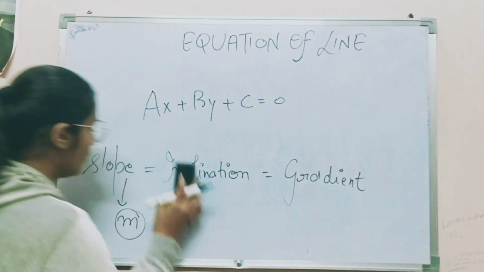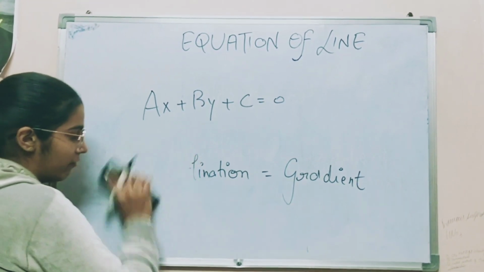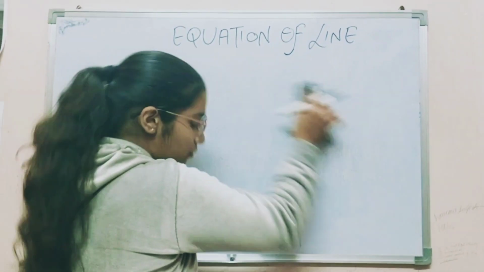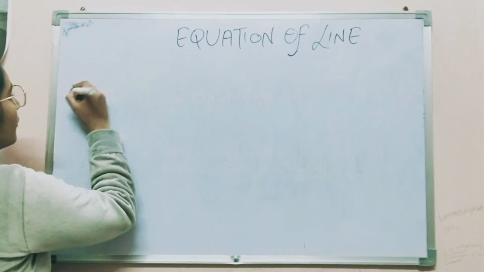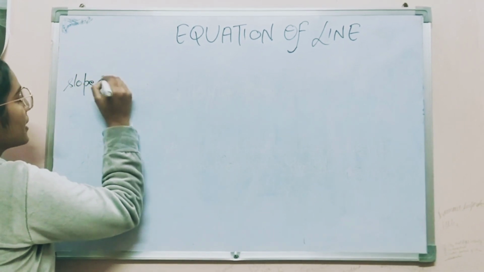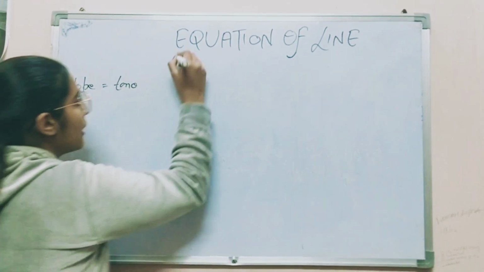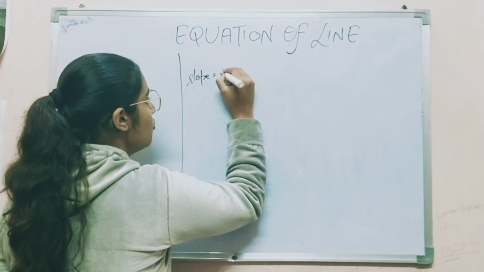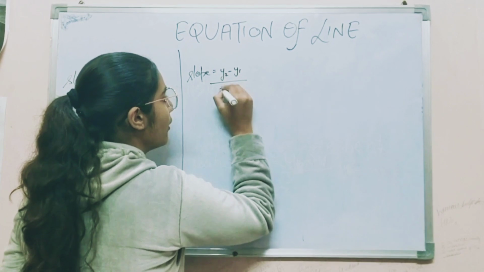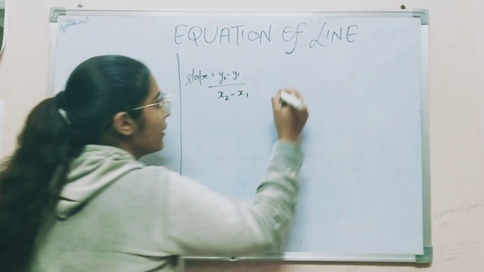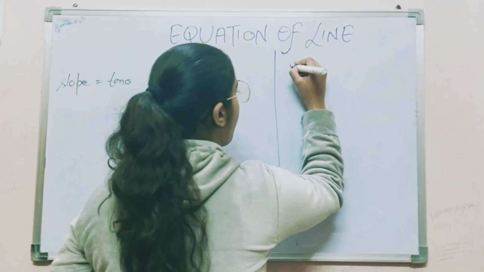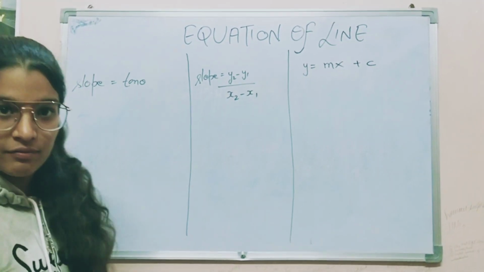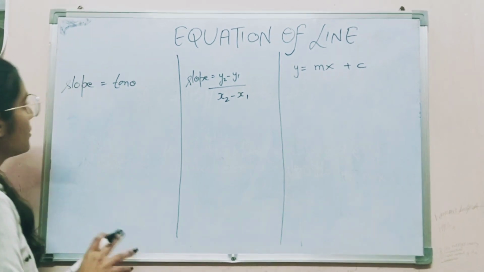Now let me tell you the various formulas which we are having to find the slope of a line. Basically we are having three formulas to find the slope of a line. First is slope is equals to tan theta. The second one we are having slope is equals to y2 minus y1 upon x2 minus x1, and at last we are having y equals to mx plus c. Guys, don't get confused. I will tell you when to use which formula.